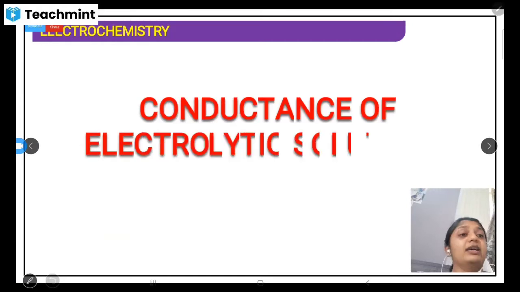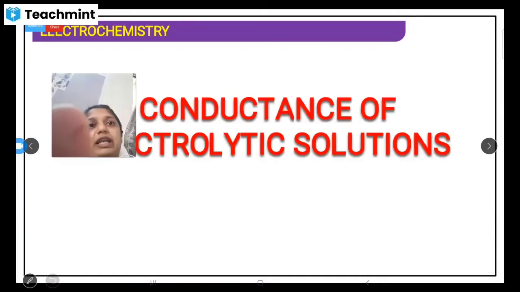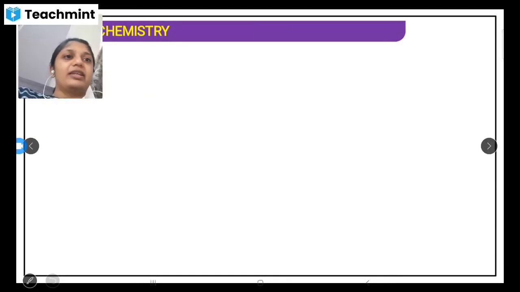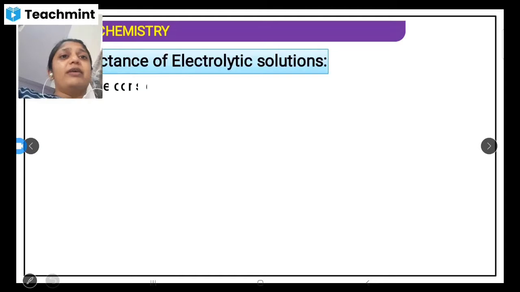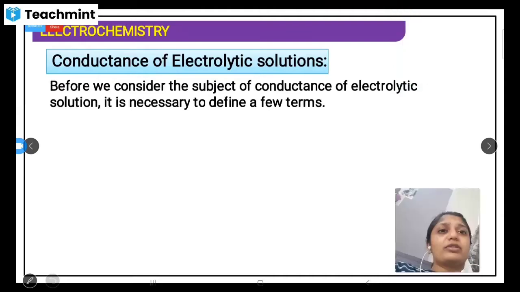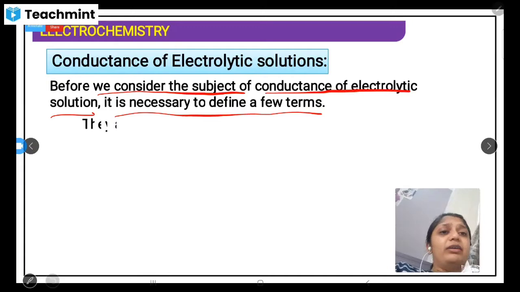Yes. So students, our today's topic actually is conductance of electrolytic solution. Delta G also we have revised. Fine. બધી formula એની revise થઈ ગઈ. Numerical પણ revise થઈ ગયા. So students, here we have to learn some terms which is very important. Even we have numerical question also. So students, before we consider the subject of conductance of electrolytic solution, it is necessary to define few terms.